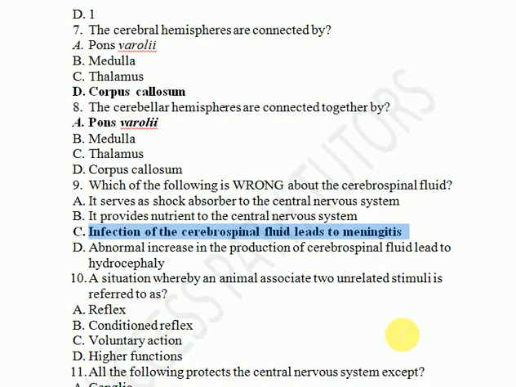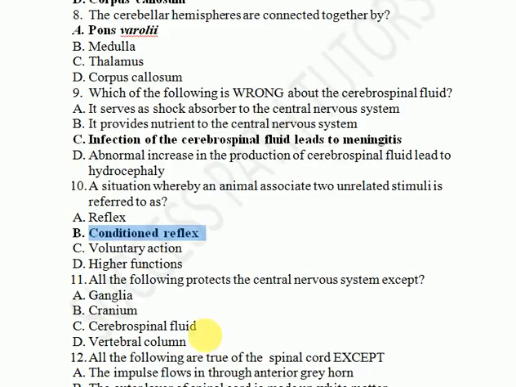A situation whereby an animal associates two unrelated stimuli is called conditioned reflex. What does that mean? A condition whereby maybe a sound is associated with something else. Humans salivate at the smell or even talking about food. All right, so sound is a stimulus, salivation is another response on its own, and food is another stimulus on its own. So associating these unrelated things together is called conditioned reflex.